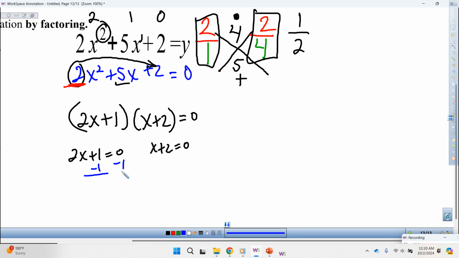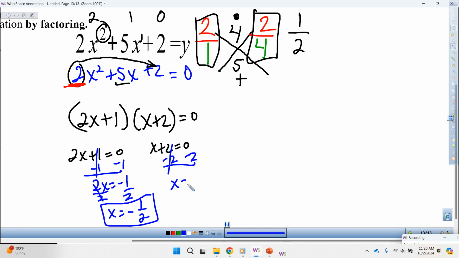Minus 1, minus 1. 2x equals negative 1. Divide by 2, divide by 2. x equals negative 1/2. Minus 2, minus 2. x equals negative 2. Straightforward, yes? Tonight you're going to have another one like these. So make sure you get all the steps.